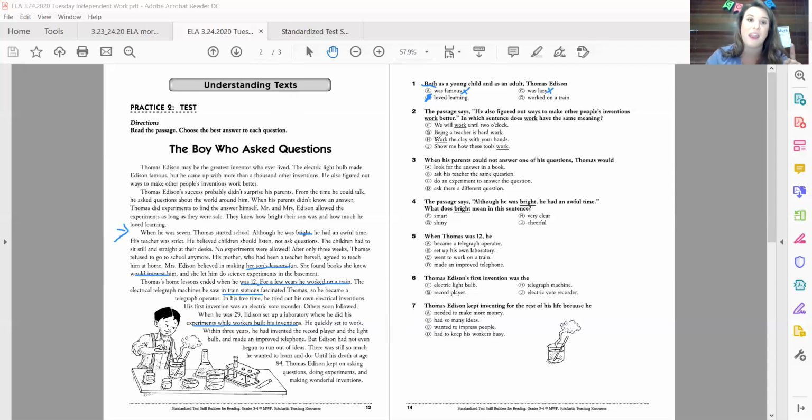Or actually, sorry, that is a compare and contrast question. But you do have to use sequencing because you have to know from the beginning of his life all the way to the end of his life. All right, let's do number 2.